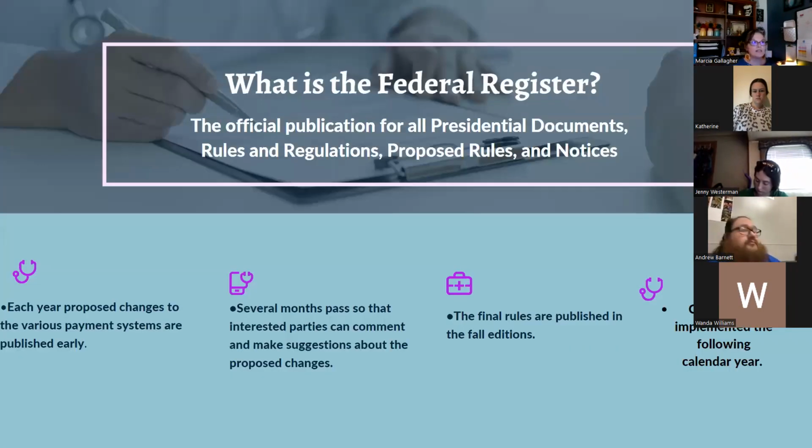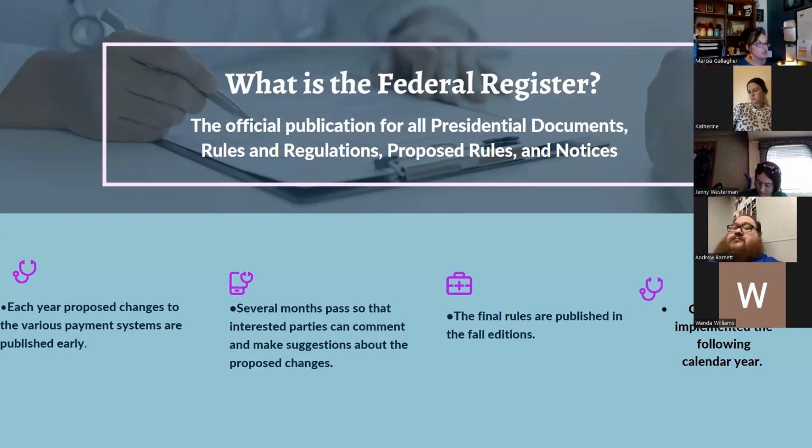Okay, so what is the Federal Registry? Well, this is the official publication for all presidential documents, rules and regulations, proposed rules, and notices. Now, in your textbook, you have actually a link that you can go and look at the Federal Registry. I was going to pull it up, but it makes your eyeballs cross. So I decided we would just make it as simple as possible to understand.